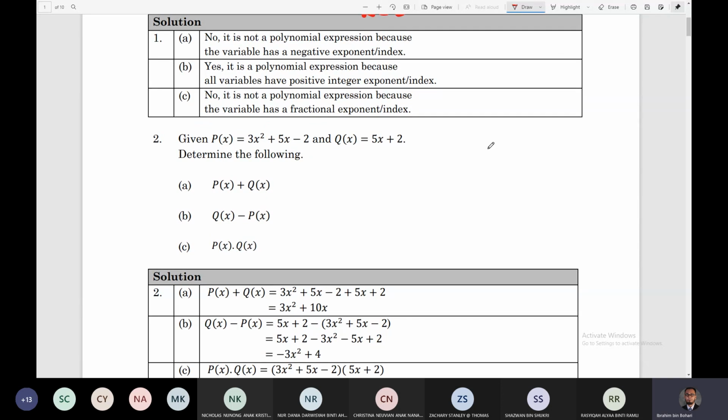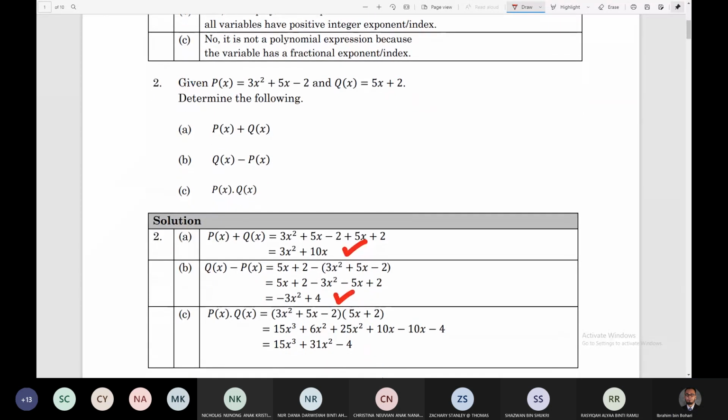Okay, question 2, P(x) equals 3x squared plus 5x minus 2 and Q(x) here equals 5x plus 2. Okay, this one addition P(x) plus Q(x) and then subtraction and product of 2 polynomials. Ini check answer, ini mudah. Jawapan saja, yang mudah ni cek jawapan. Okay, settle question 2.